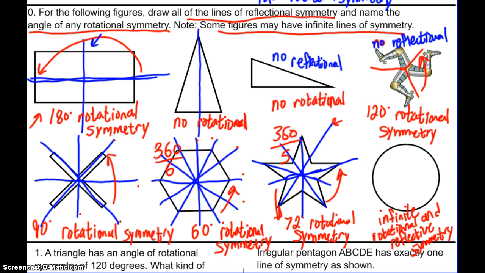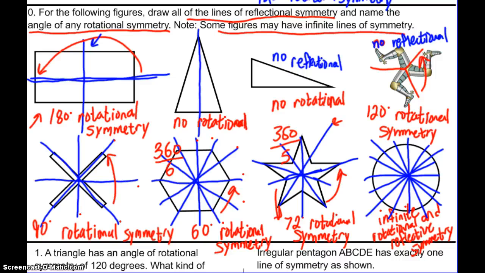As for the circle, well, the circle, think about this for a second. Where can I draw a line through the circle so that it's reflecting on itself? Well, actually, you can do it anywhere. Anywhere. So it's got infinite lines of reflexive symmetry.